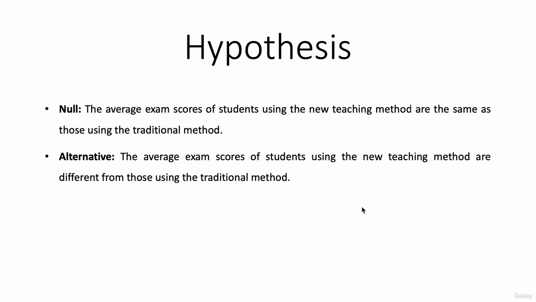However, the second step will be to determine your null and alternative hypothesis. You can see the null hypothesis is the average exam scores of students using the new teaching method are the same as those using the traditional method. So there is no difference. Alternative, the average exam scores of students using the new teaching method are different from those using the traditional method. So there is a difference, right? Okay, so we have developed our hypothesis.